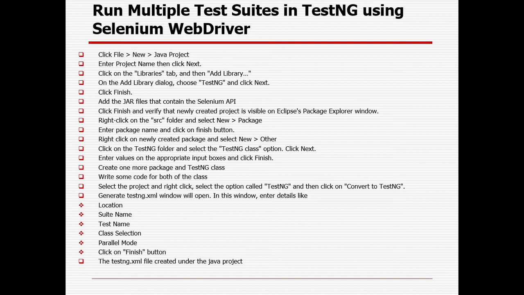But if you convert the Java project to testng, then automatically one testng.xml file will be created where you can select suite, location, test name, class name, and parallel mode. After you finish it, the testng.xml file will be created for all your packages and all your classes. Then if you click on that particular testng file, there is a provision to run all the testng classes in a single time. You have 3 packages and under them maybe 8 different classes, so you can run all the classes at the same time.